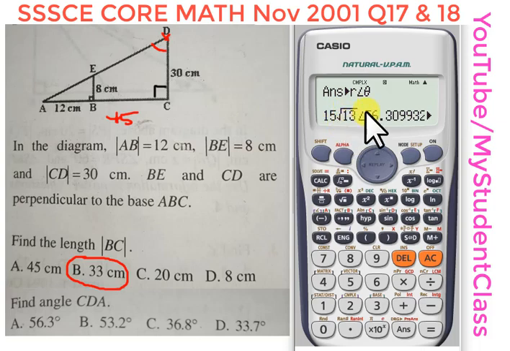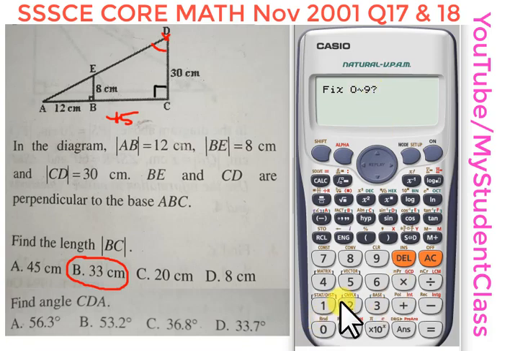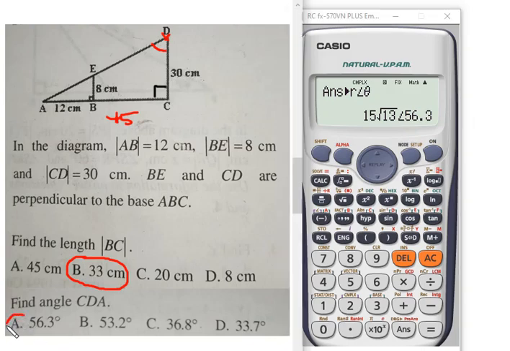That is the sign of an angle. So the angle is 56.3099 something. If you look at the answers, we have 56.3. So this should be the correct answer. If you're not convinced, just convert it to 1 decimal place, because you can see that the answers are in 1 decimal place. So just type shift mode and choose fixed, the number 6, that is fixed decimal place, 0 to 9. I want 1 decimal place. Then you can now see that the correct answer is 56.3. So the correct answer for this, the angle CDA, is 56.3.